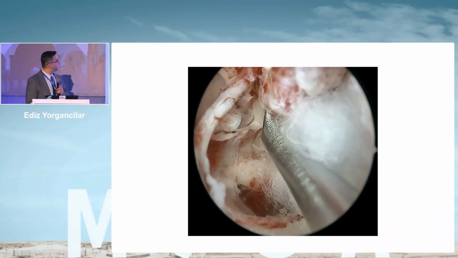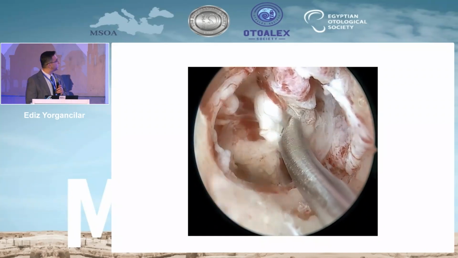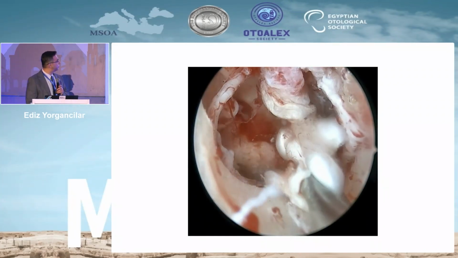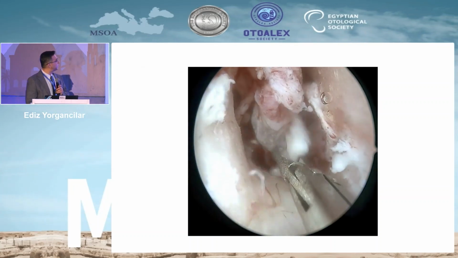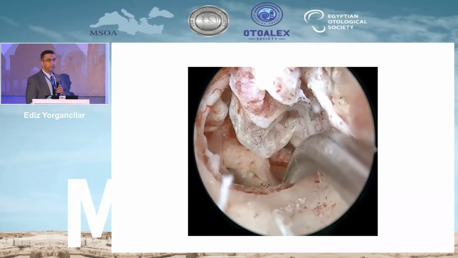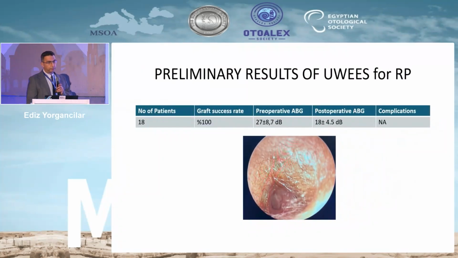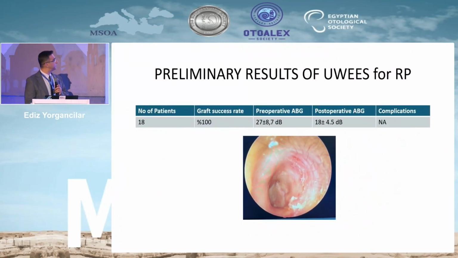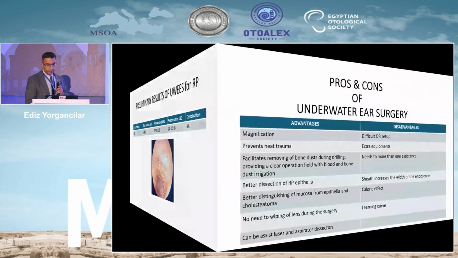You can aspirate even underwater with aspirator dissectors. You can see another cholesteatoma part. You can remove it and look at it. Please look at that. All the sac is intact, and the grafting. So our preliminary results: the number of patients is 18. The graft success is 100%.